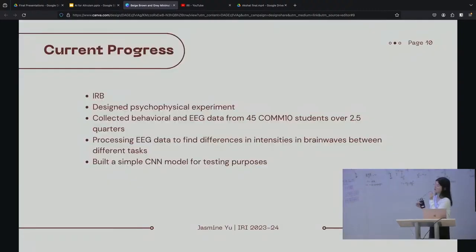And my current progress throughout the year is summarized here. So the slides, I have not updated them yet, but it should say I've completed the IRB.